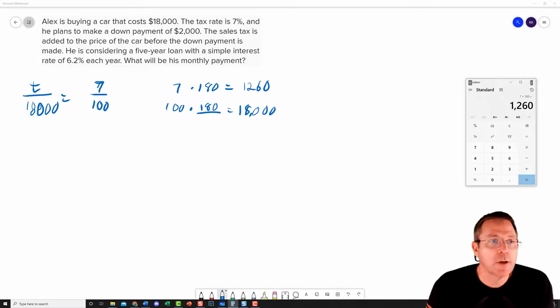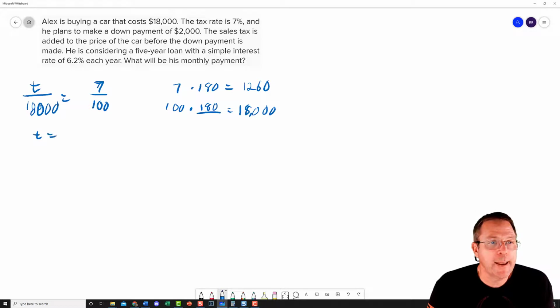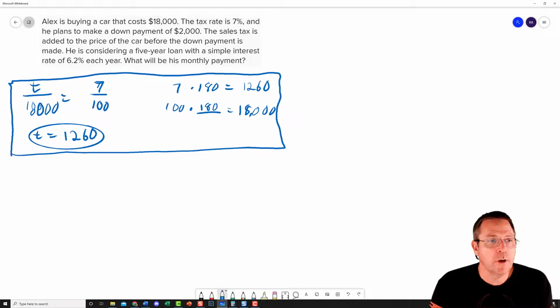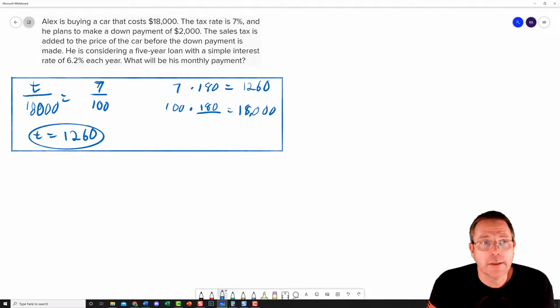Alright, that did check good. So now I know that the tax is going to be $1,260. I'm going to circle that. I'm going to box off this portion of my work because we're going to have a lot of work here and we want to keep it all neat and organized.